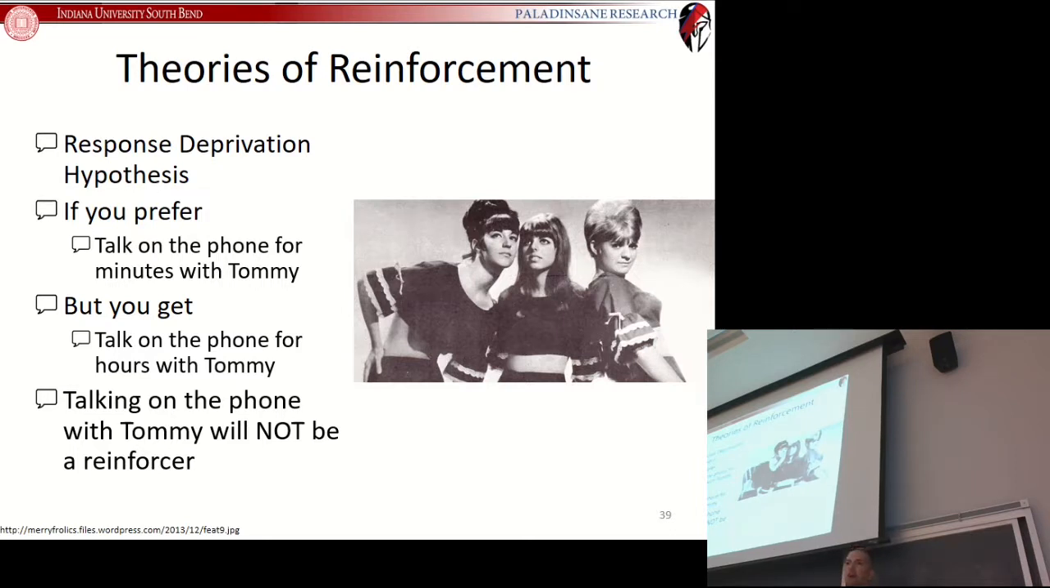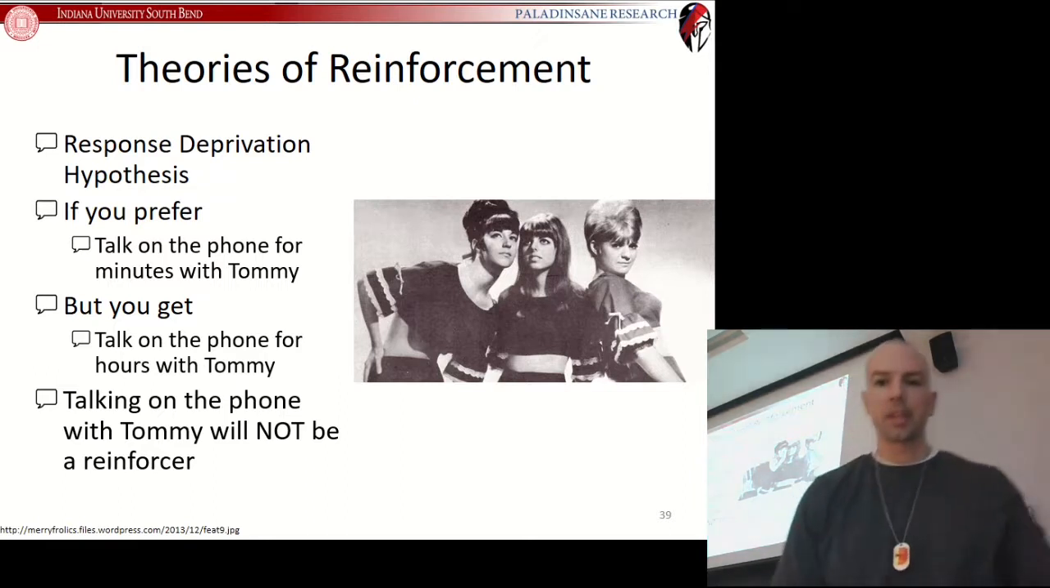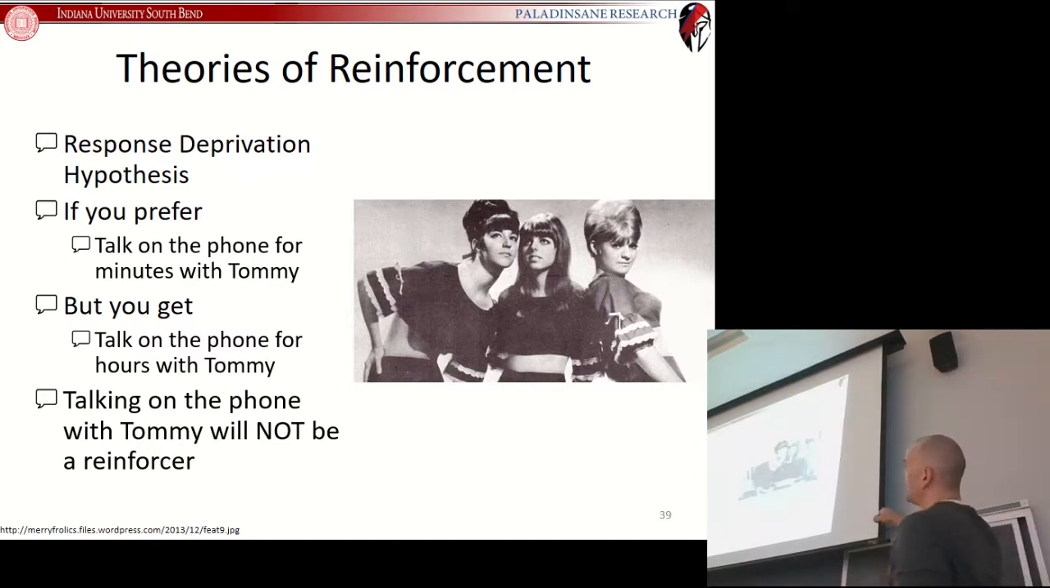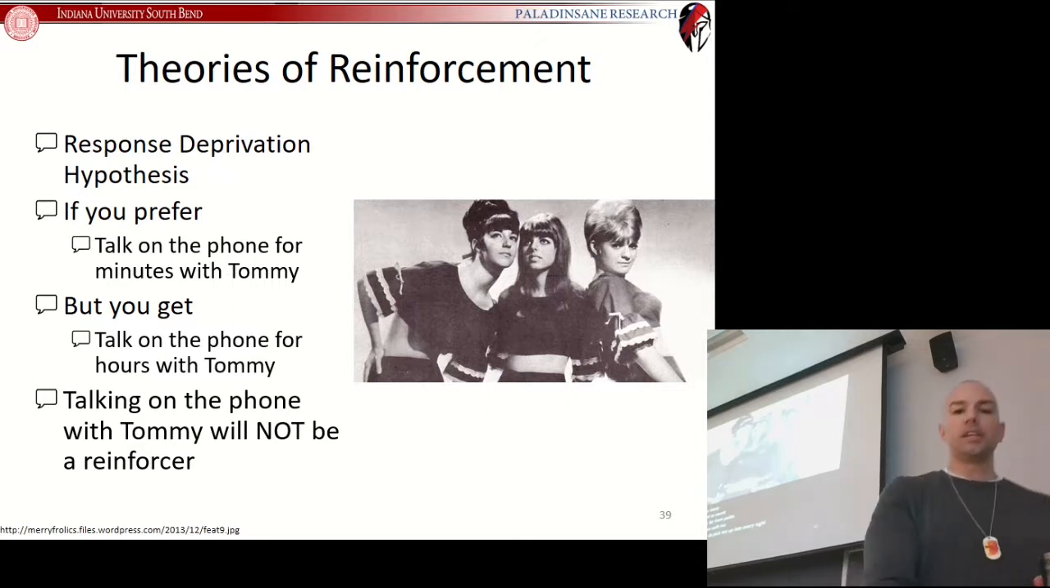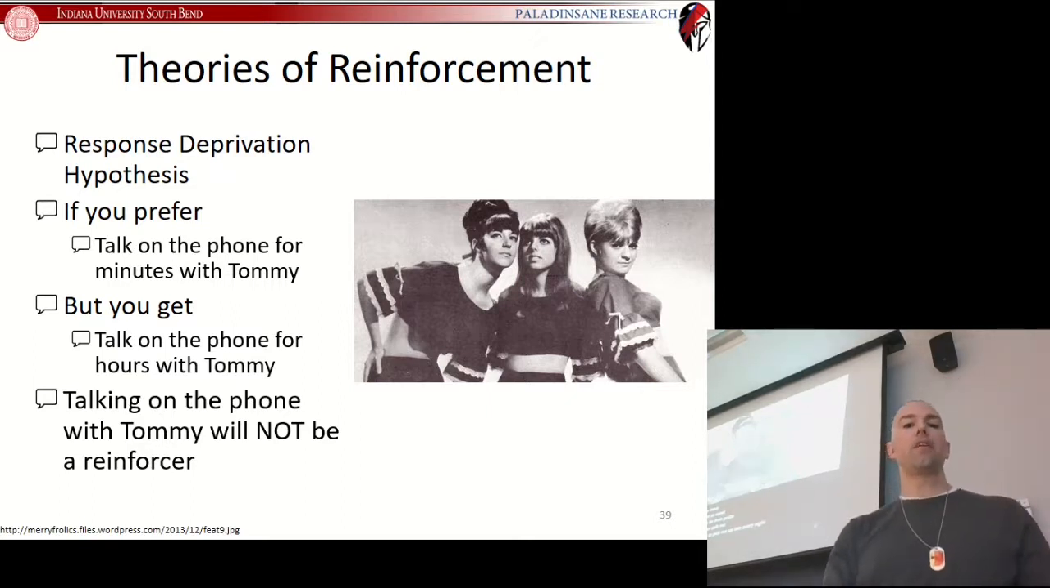Because if your preferred level is talking on the phone for minutes with Tommy, but you're getting talking on the phone for hours with Tommy, once again, talking on the phone with Tommy is not going to be reinforcement, right? So she doesn't want to be ignored, right? She doesn't want 0 minutes on the phone with Tommy. She wants some minutes on the phone with Tommy. She wants to be right here. She's getting this. So after she spends time with Tommy and he gives her that phone call, it's too much. It's not a reinforcer. It's not going to increase her desire to spend time with him in the future.